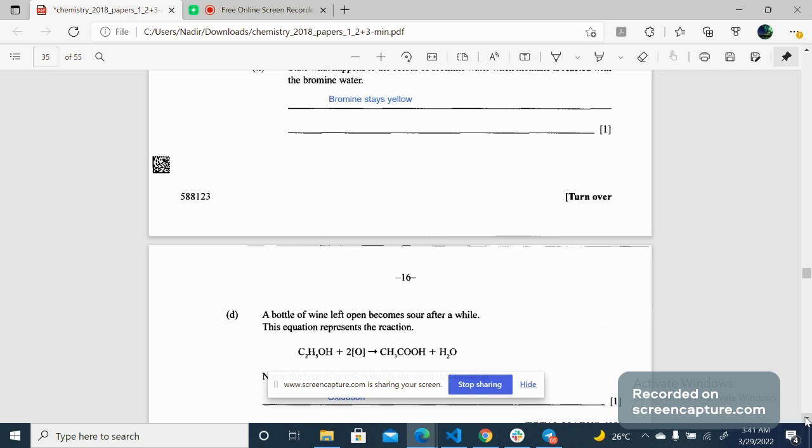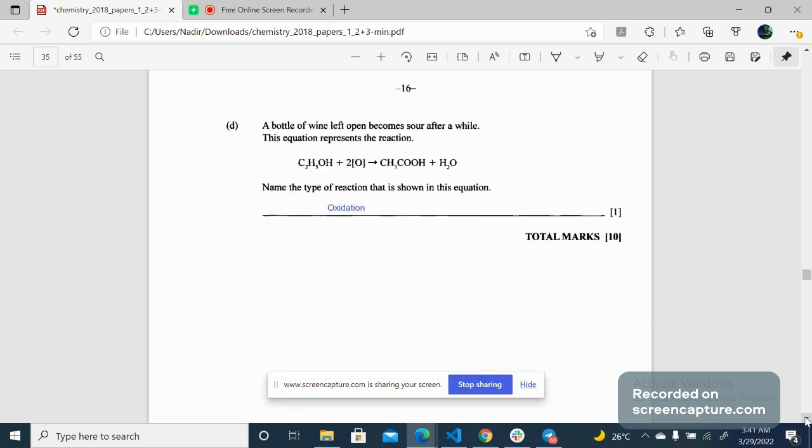subsection D. So we have been given an equation here. This is for wine. We have ethyl alcohol, and ethyl alcohol is put in the open, and it reacts with oxygen from the open air, and as a result, it forms acetic acid or ethanoic acid and water.